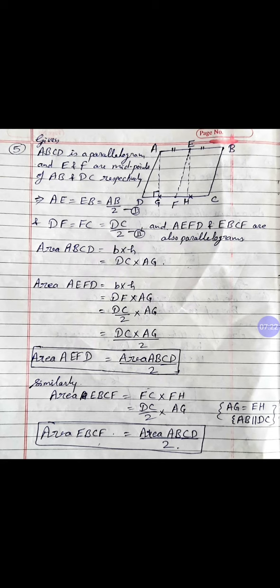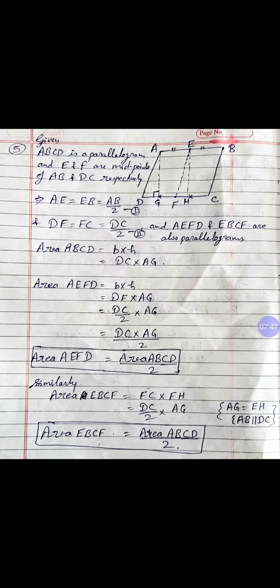Now in place of DF in equation second, we can write DC by 2. From equation second we can write DC by 2, and AG will remain the same, AG. So DC into AG by 2, and we can see that DC into AG is area of ABCD. So we can put here area of ABCD upon 2.